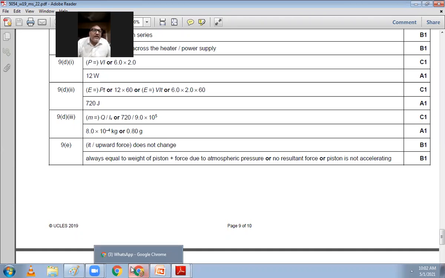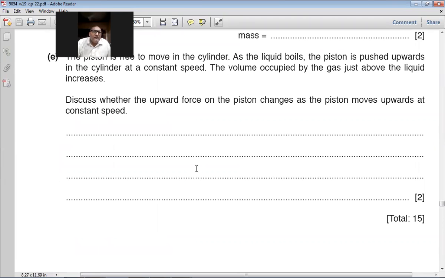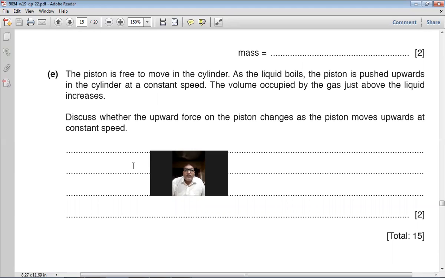Okay, then we have the next question. So it's a 2-mark question. The piston is free to move in the cylinder. As the liquid boils, the piston is pushed upwards in the cylinder at a constant speed. The volume occupied by the gas just above the liquid increases. Discuss whether the upward force on the piston changes as the piston moves upward at constant speed.